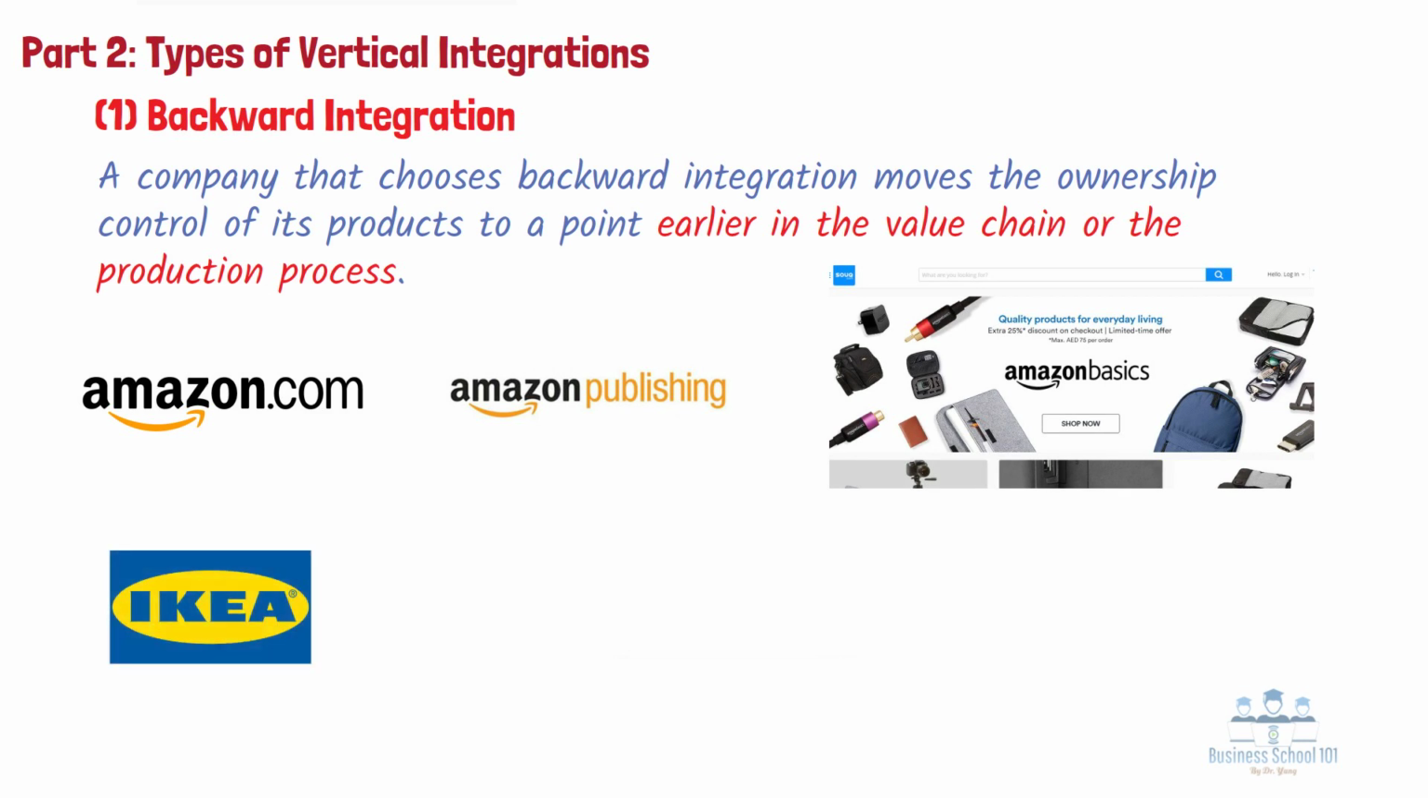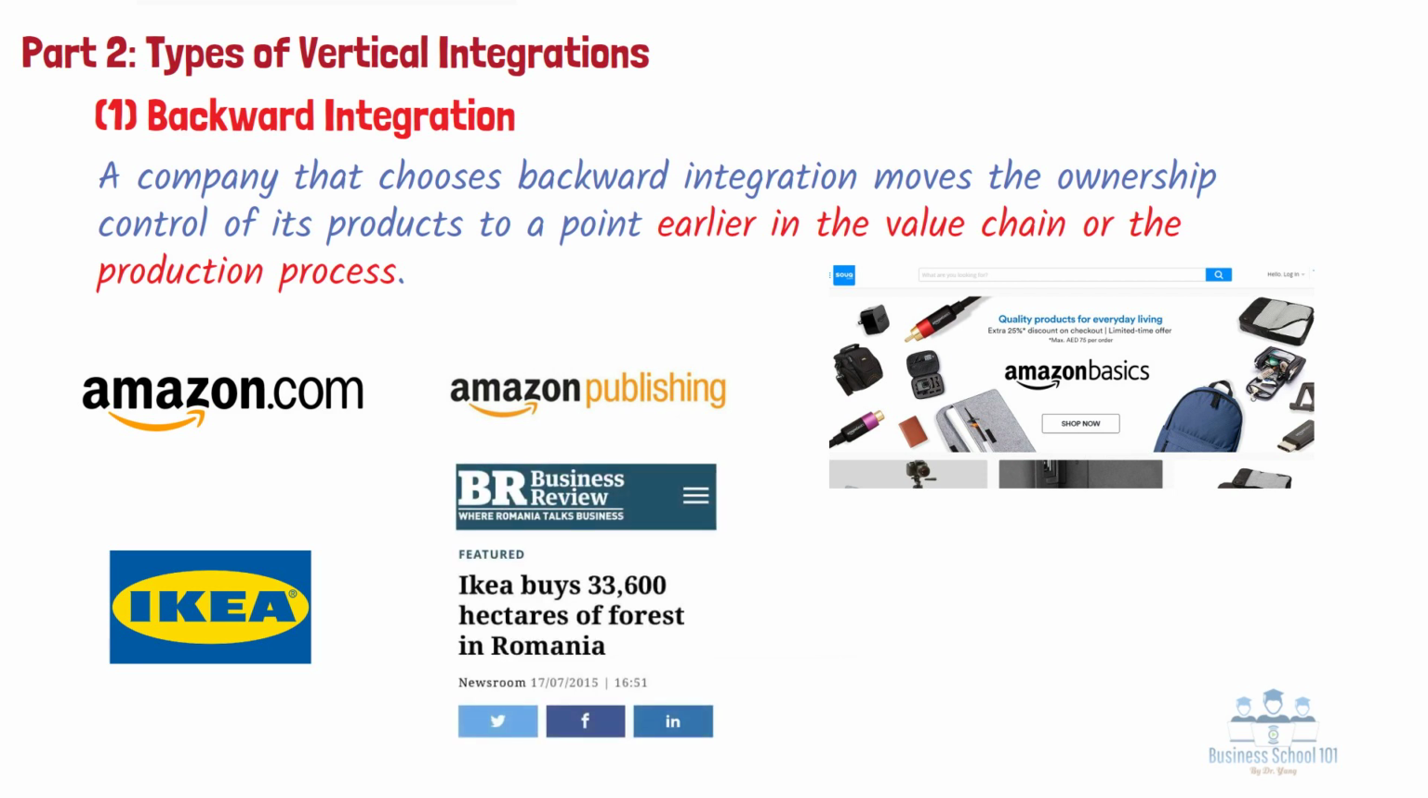IKEA can be another example of backward integration. IKEA is known as a flat pack retailer that sells mostly wooden furniture, but also other fixtures and fittings. IKEA is also last in the value chain as it directly sells to the final consumer. In 2015, IKEA made a huge step in ensuring complete vertical integration by purchasing a Romanian forest. The company added to this by purchasing forest land in Alabama in 2018.